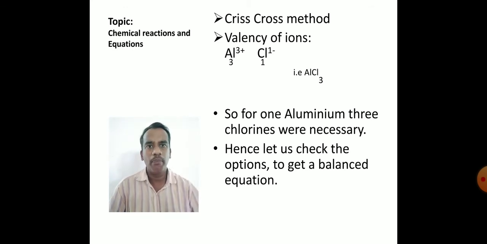Aluminium bearing a 3+ charge is now going to form a compound with chloride that is having a -1 charge. So we need to crisscross their valences. Once we start crisscrossing their valences, what is the compound formed here? AlCl3, aluminium chloride.